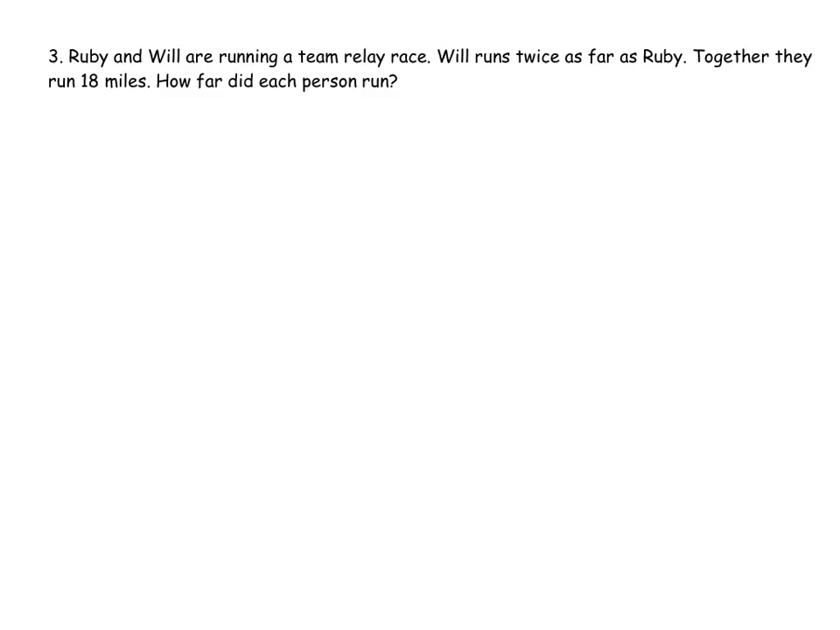Ruby and Will are running a team relay race. Will runs twice as far as Ruby. Together they run 18 miles. How far did each person run? Well, let's take a gander at these. We'll say that X and Y are the distances for Ruby and Will.